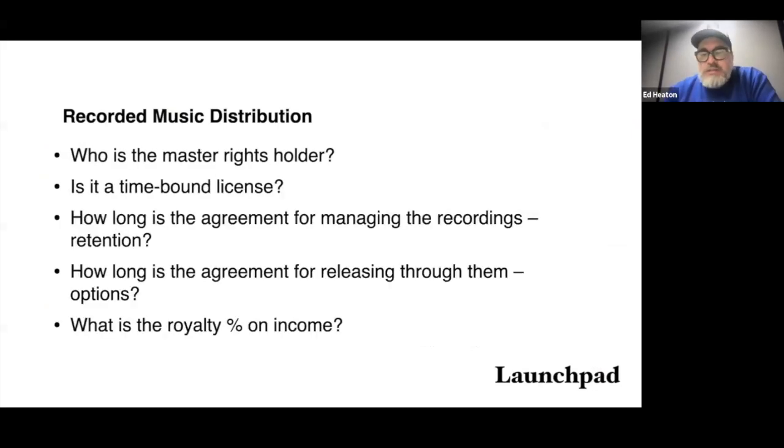What percentage of the royalty on the income? So how much are you earning? What are you going to get from that? What percentage of royalties are you going to earn?